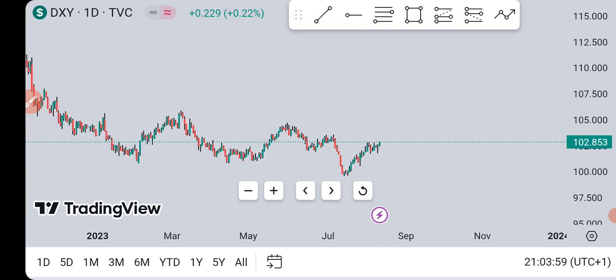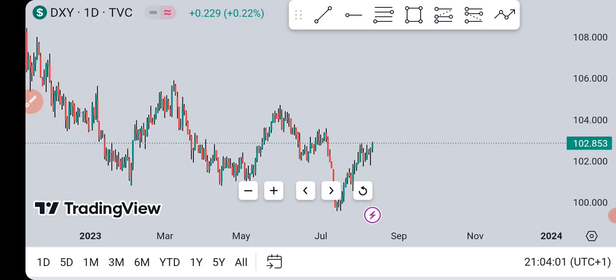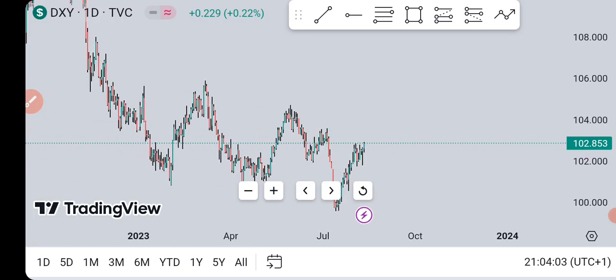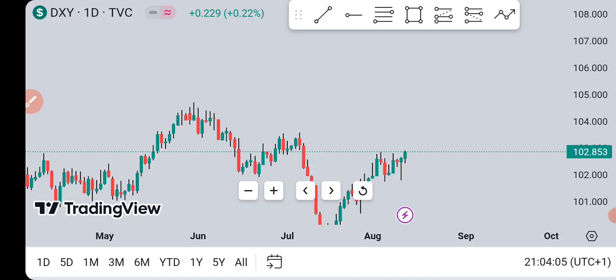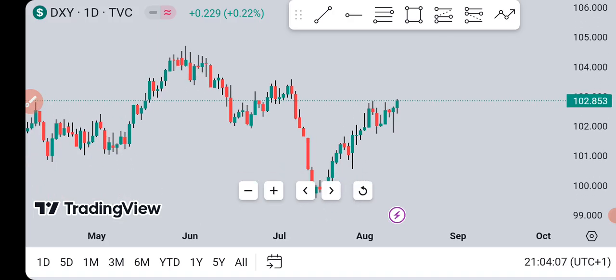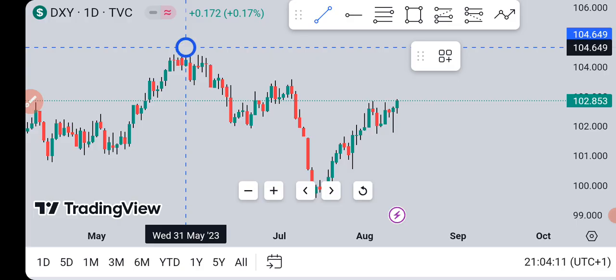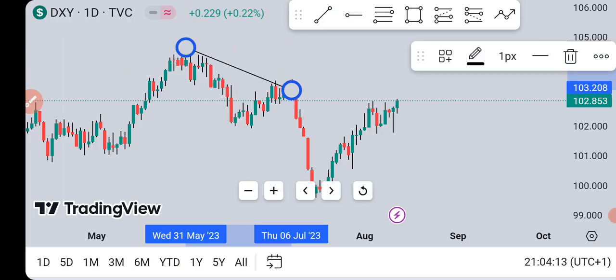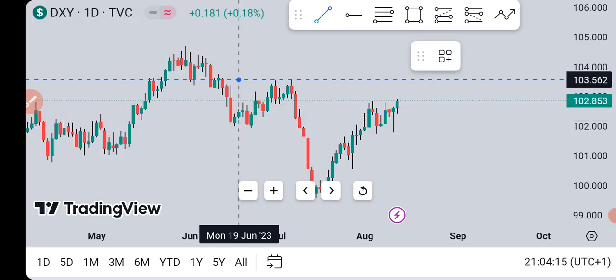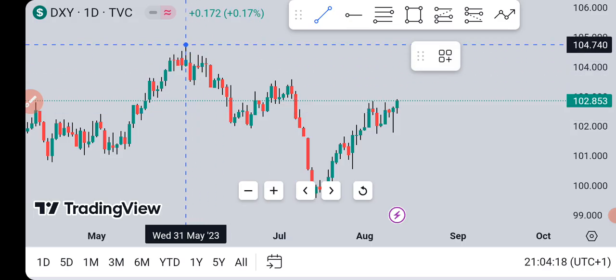Let me quickly show you something. If I come to the dollar index now, initially this was my trend line. Always try to get the bigger picture of the market. This is my dollar index.